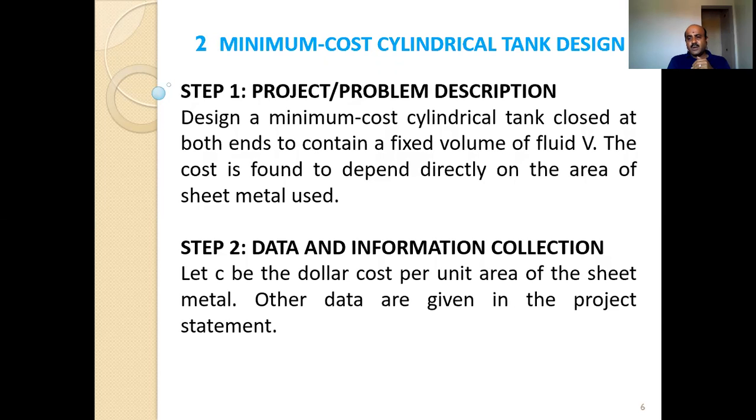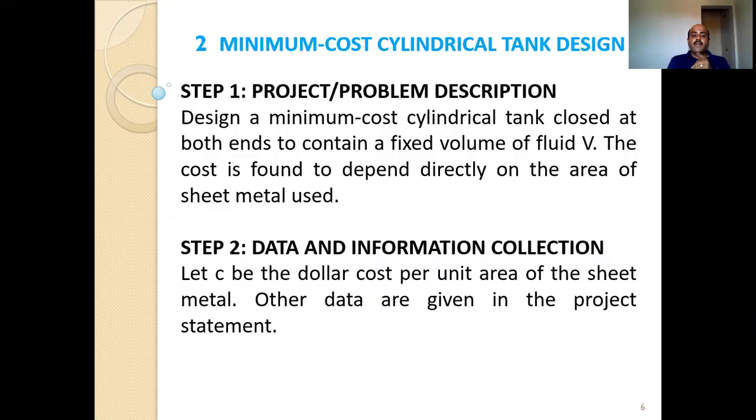This problem looks similar to the design of a can that we discussed yesterday, but with small changes. When you look at the problem description, we can observe small variations from the problem description in the design of a can. Design a minimum cost cylindrical tank closed at both ends to contain a fixed volume of fluid. The cost is found to depend directly on the area of the sheet metal.